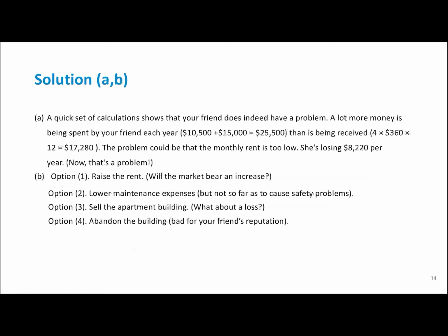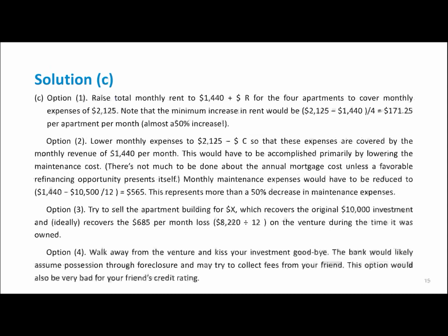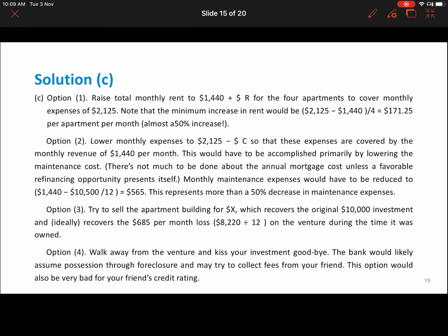If you remember, this one is 25,500 over 12 months, which gives this number, $2,125. So note that the minimum increase of rent would be the difference between my expenses and the rent for the 4 apartments. So for one apartment, just divide this by 4.